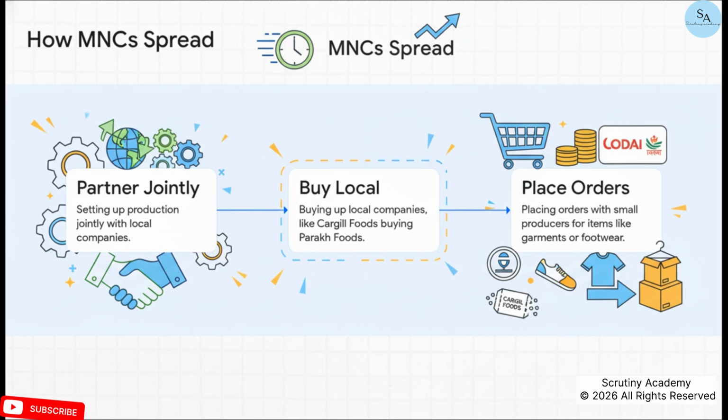Okay, everyone, listen up. This slide is pure exam gold. It's a classic 3-mark question. How do MNCs spread their production? And the answer is right here in 3 simple ways. First, they team up and set up production jointly with local companies. Second, they just straight up buy local companies. The textbook example you should absolutely use is Cargill Foods buying Parak Foods. And third, they place huge orders with smaller producers for things like garments or shoes. So just remember, jointly, buying, and orders. That's your 3-mark answer right there.